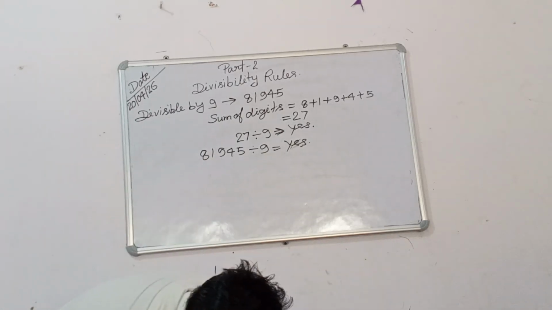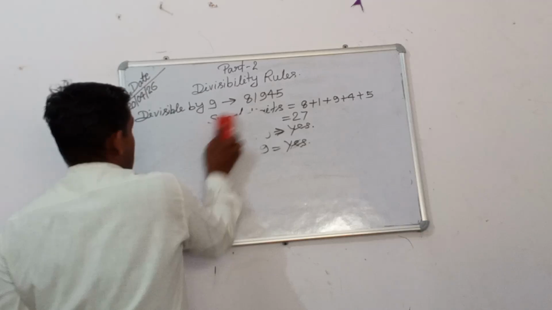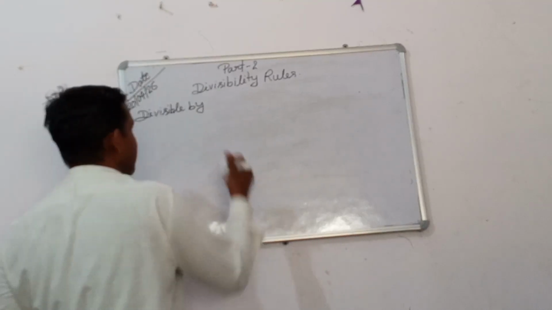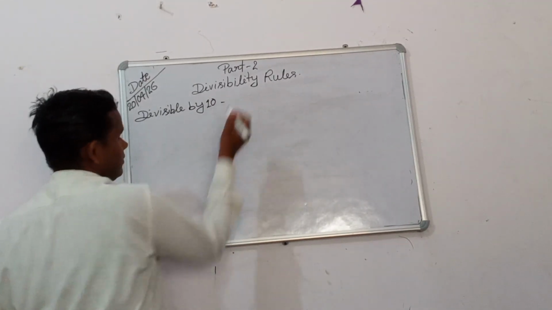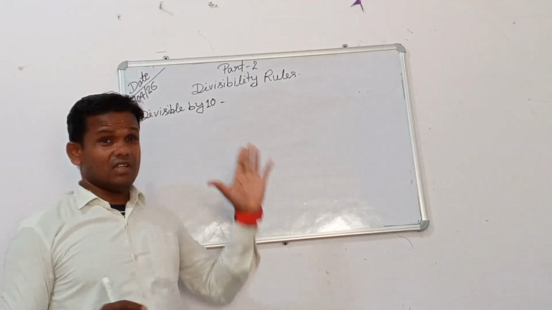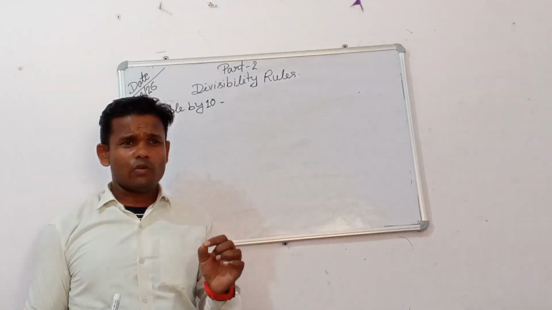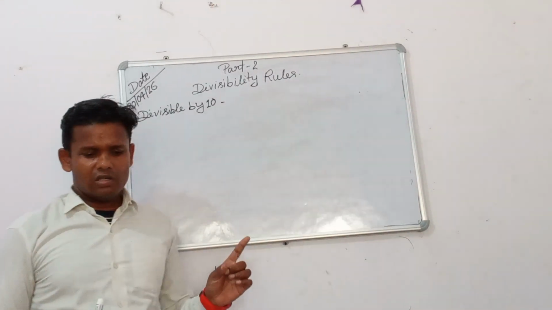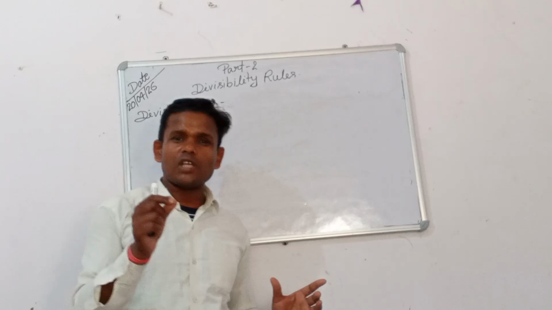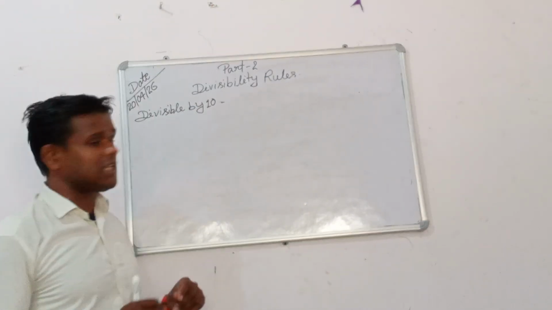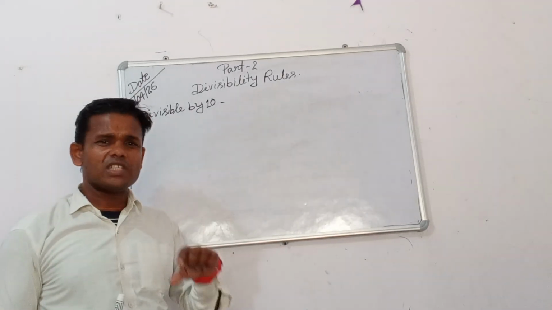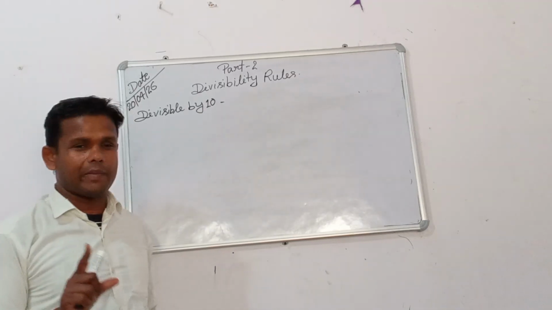Here we take another divisibility rule: divisibility by 10. If any number has 0 in the ones place, that number is completely divisible by 10. Firstly, we observe only the ones place digit. If the ones place is 0, then we say that the given number is completely divisible by 10.